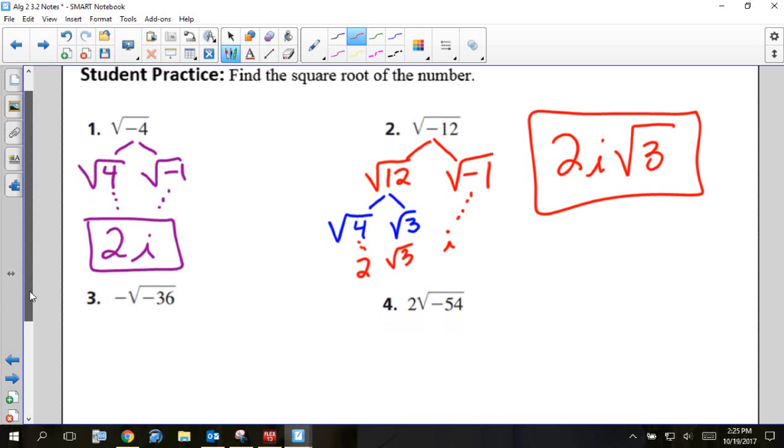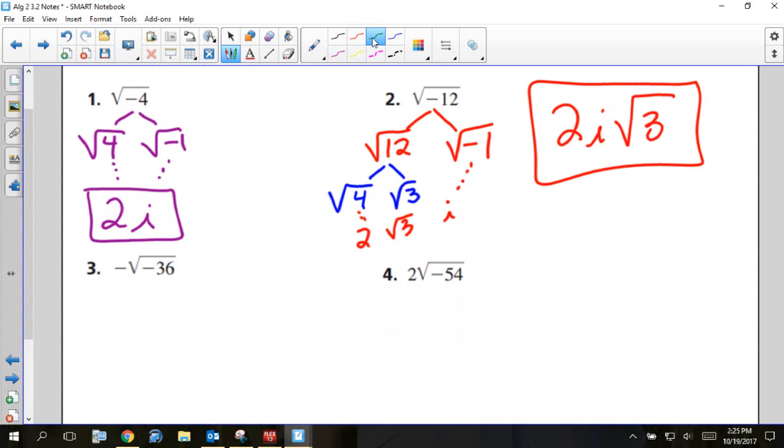Number 3, there's a negative sign outside, and there's a -36 underneath. So underneath, we get radical 36 and radical -1. That negative sign out front stays there, and it's being multiplied. Then I simplify my square root of 36, and I get 6, so -6, and then my square root of -1 is i.